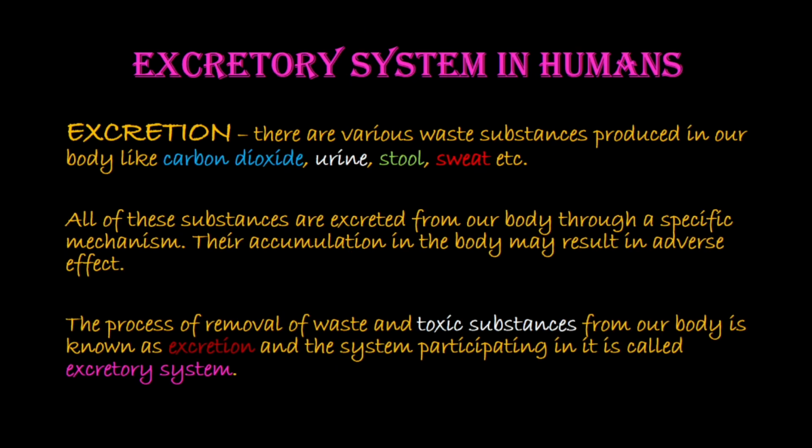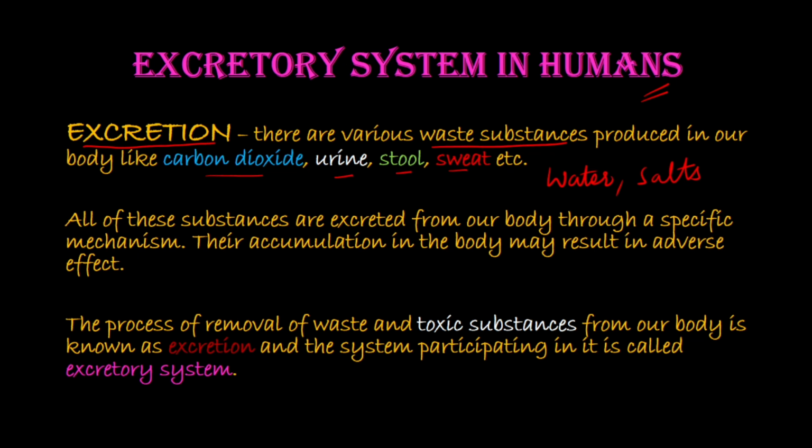Now the next topic is the excretory system, which is a very beautiful and very interesting topic. First of all, let's see what is the meaning of excretion. It is the process through which the waste substances which are produced in our body are removed out. Now what can be these waste substances? They can be carbon dioxide, urine, stool, sweat, extra amount of water and extra amount of salts, right?